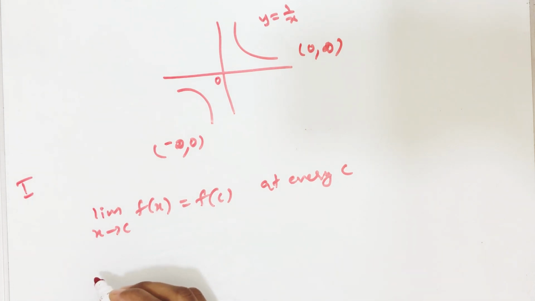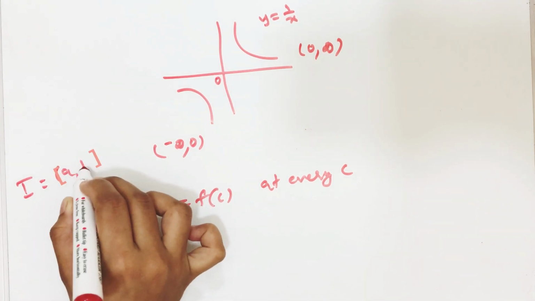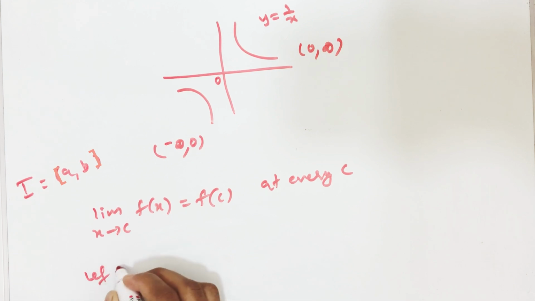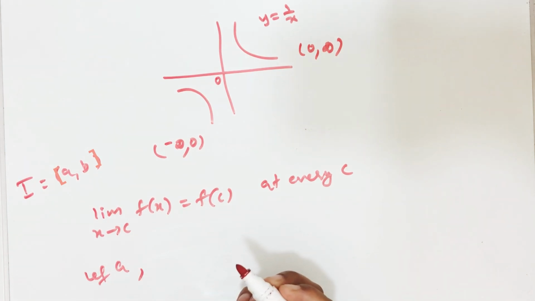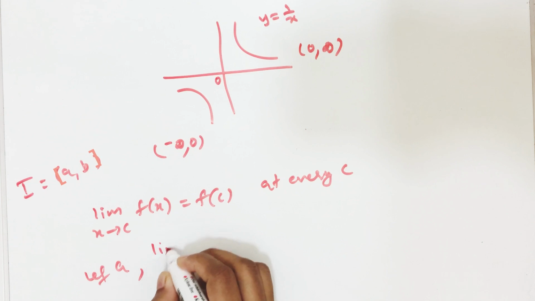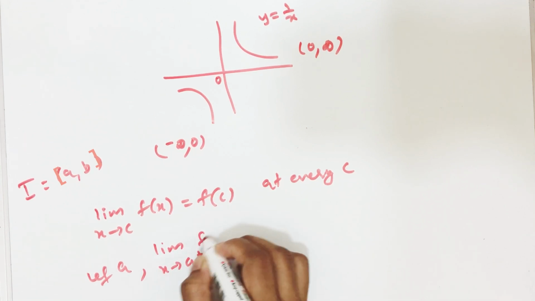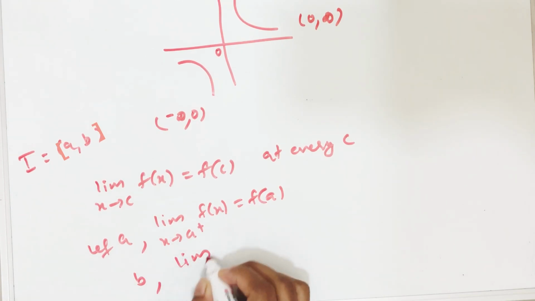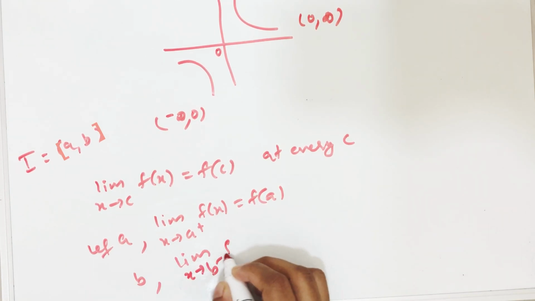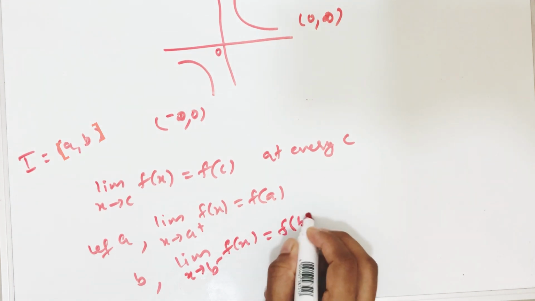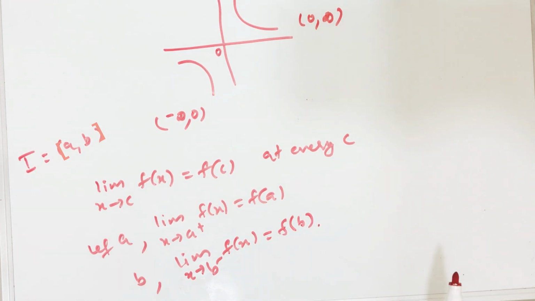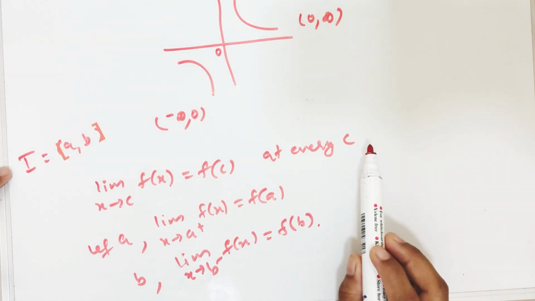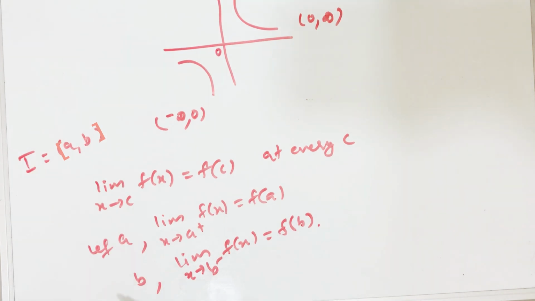That is, if the interval is say [a, b], at the left hand point a, the right limit is equal to the function value. That is, limit as x tends to a plus of f of x is equal to f of a, and at the right hand point b, limit as x tends to b minus of f of x is equal to f of b. So a function is continuous on an interval I in its domain if it is continuous at every interior point and it is continuous at any endpoints I contains.